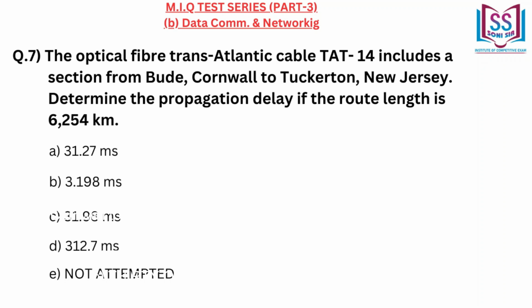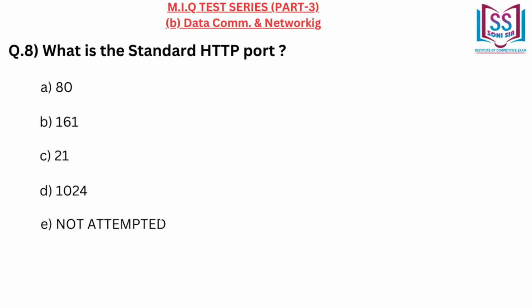The optical fiber transatlantic cable TAT-14 includes a section from Bude, Cornwall to Tuckerton, New Jersey. Determine the propagation delay if the route length is 6,254 km. A. 31.27 milliseconds. B. 3.198 milliseconds. C. 31.98 milliseconds. D. 312.7 milliseconds.